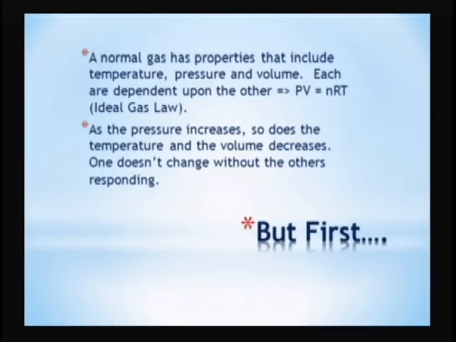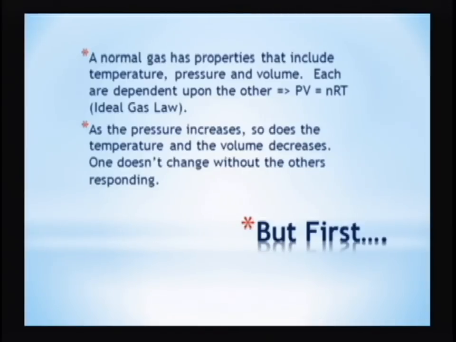So a normal gas has properties that include temperature, pressure, and volume. If you remember back to your chemistry, you might have talked about the ideal gas law, PV equals nRT, where P stands for pressure, V stands for volume, n is the number of moles, basically the mass that you have, R is just a constant, and of course T is the temperature. As the pressure increases, so does my temperature, and when my pressure and temperature increase, the volume decreases. And we can't really change one without the other.